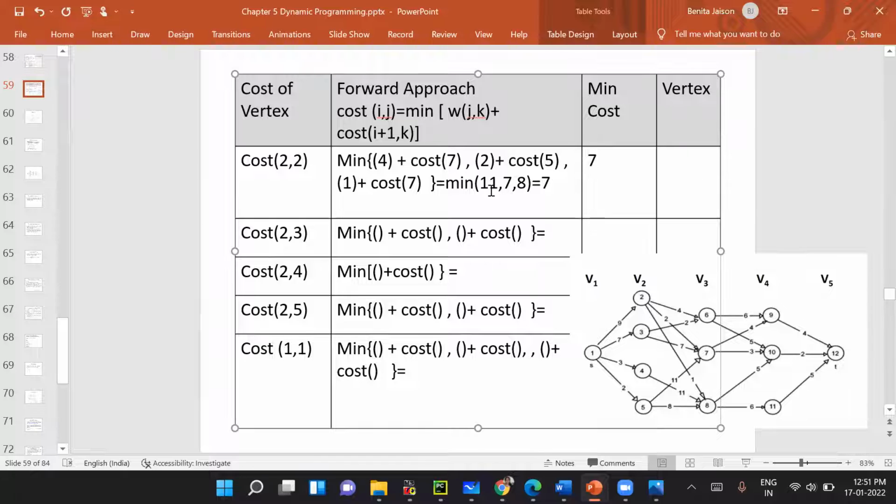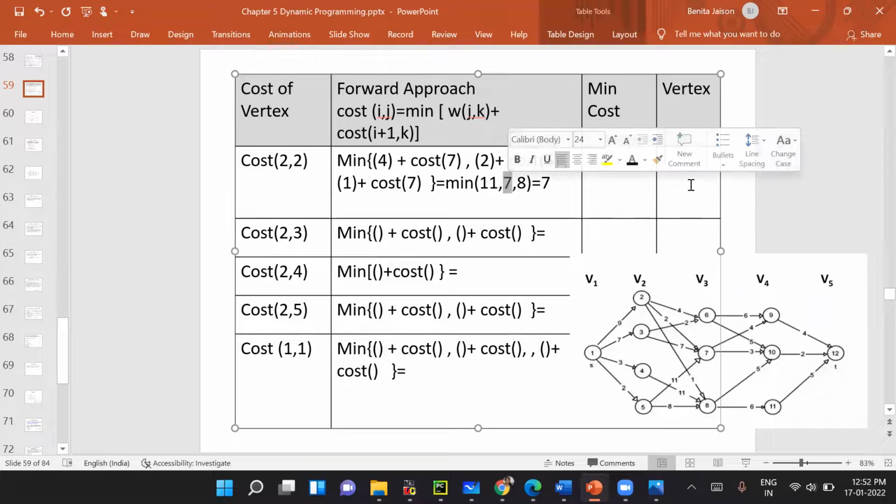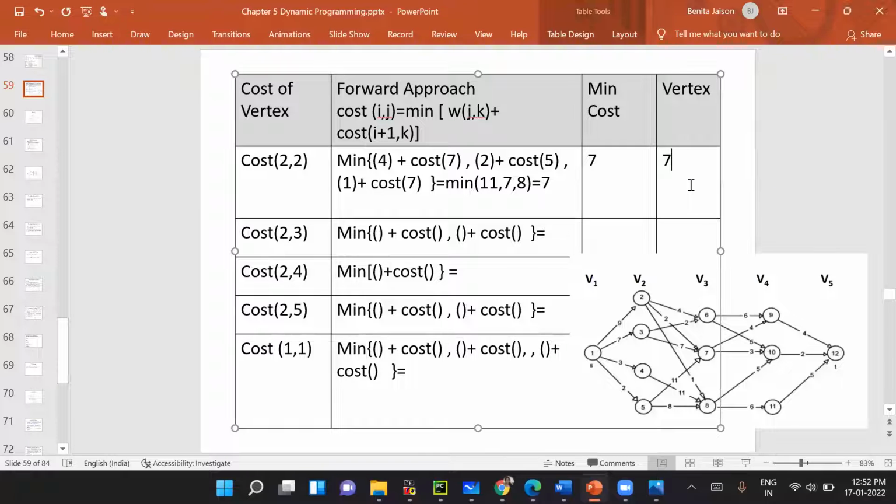This is from vertex 6, this is from vertex 7, and this is from vertex 8. Right? Which one is giving us the minimum? From vertex 7. So we are going to update it as vertex 7. From vertex 7, it has the minimum cost of 7 from vertex 2 in stage 2.